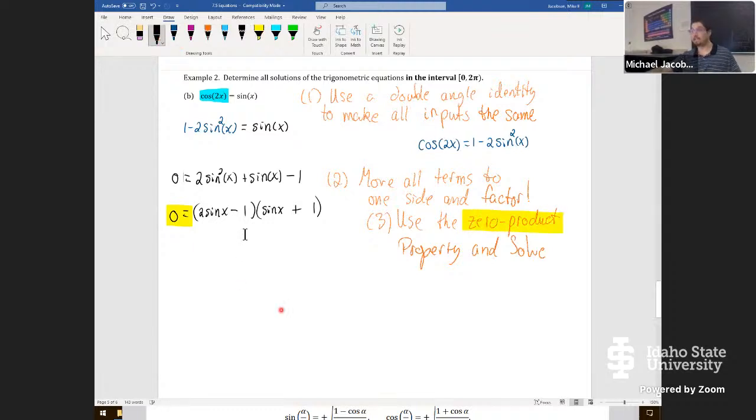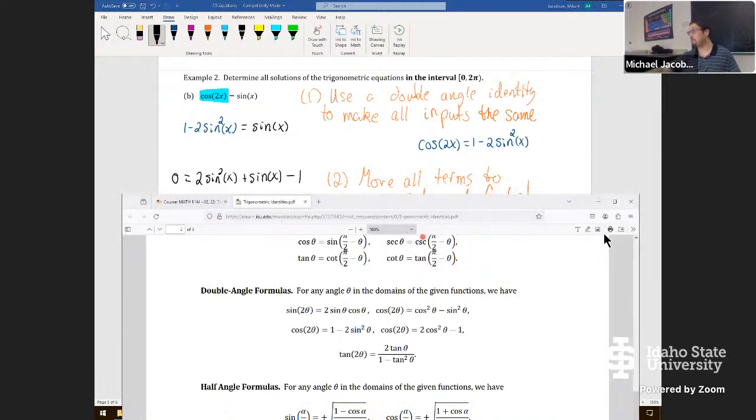The only possible way that you multiplied two things and resulted in 0 for a real number system is if the first factor, 2 sine x minus 1, is 0, or if the second factor, sine x plus 1, is 0. Now we just solve both of those equations, and we're kind of well on our way on this problem.